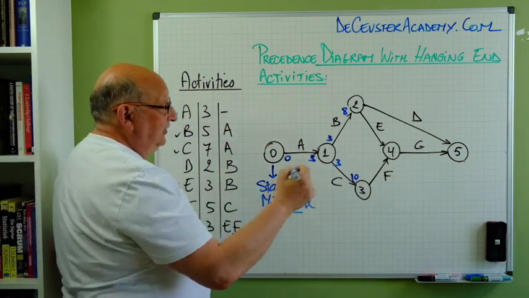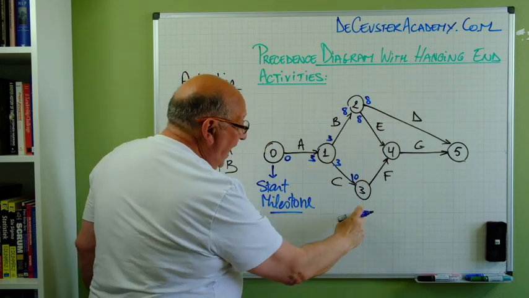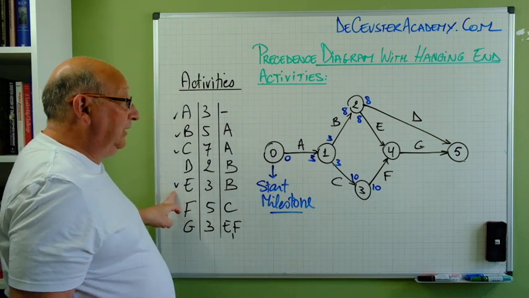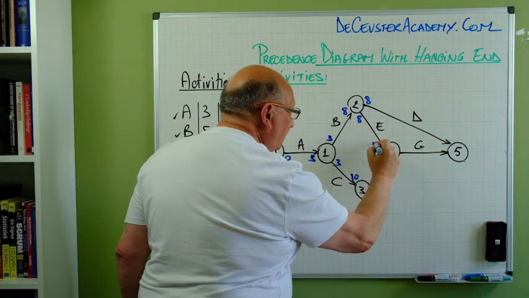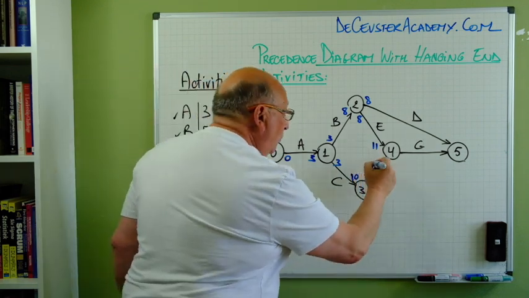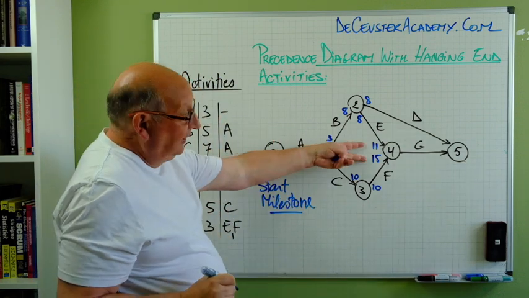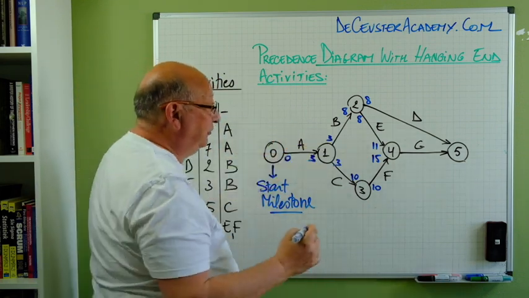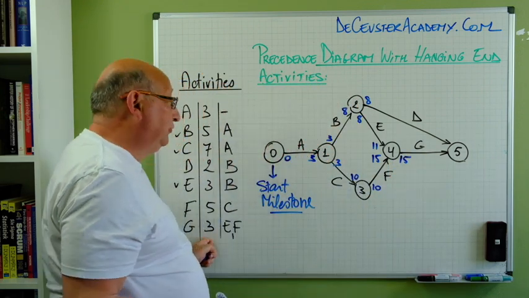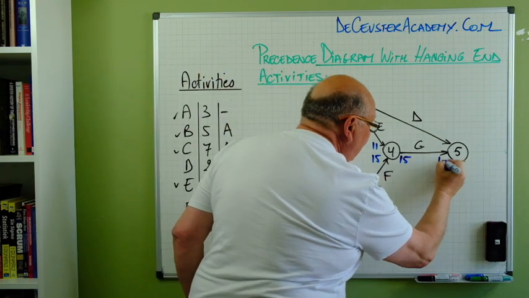This also means that E will start at 8, D will start at 8, and F will start at 10. E has a duration of 3, so E will end at time 11. F, duration 5, will end at 15. And now we have to take the highest number from 11 and 15. So G will start at 15. Duration of G is 3. So now this would be 18.